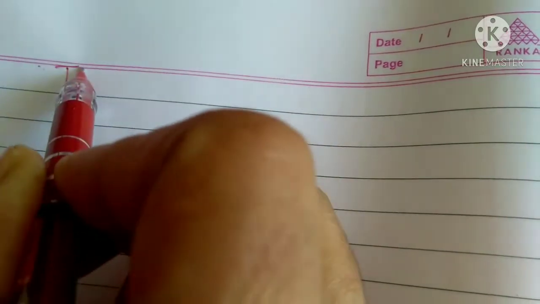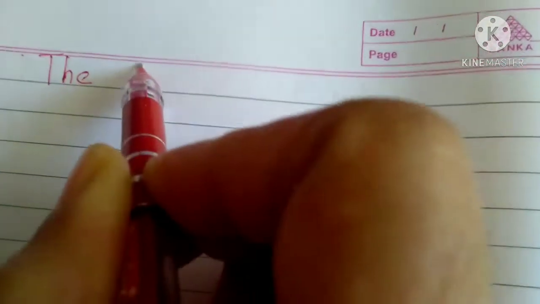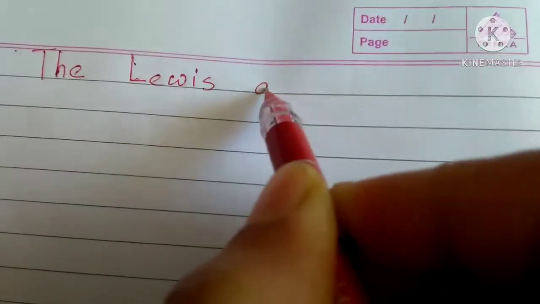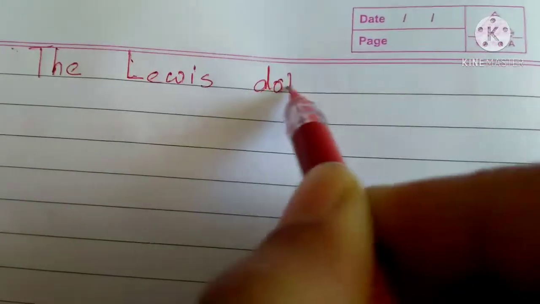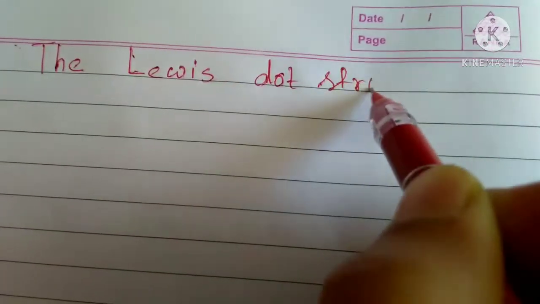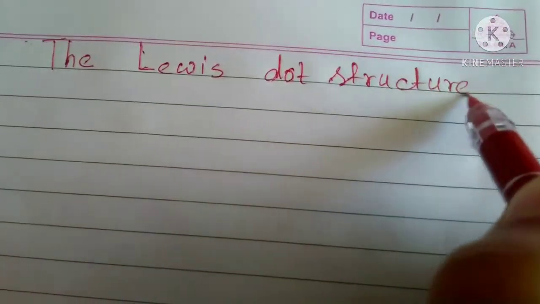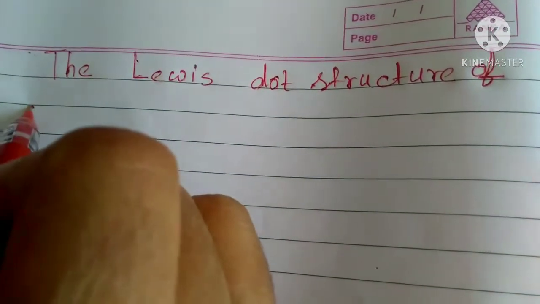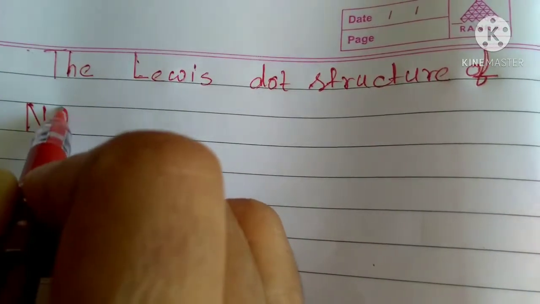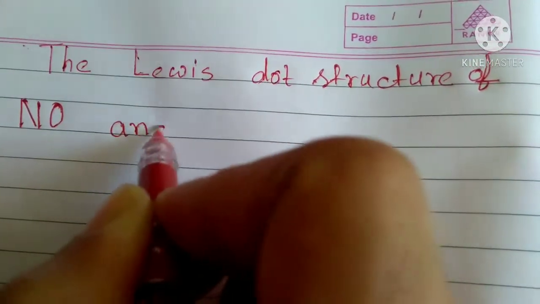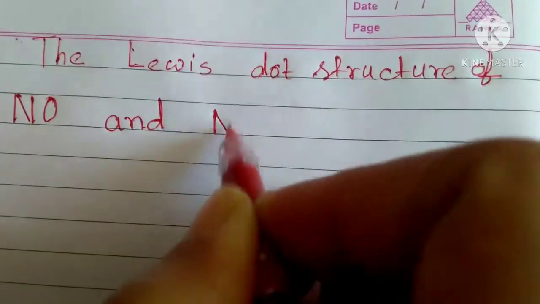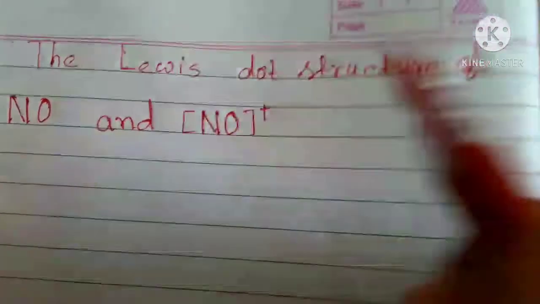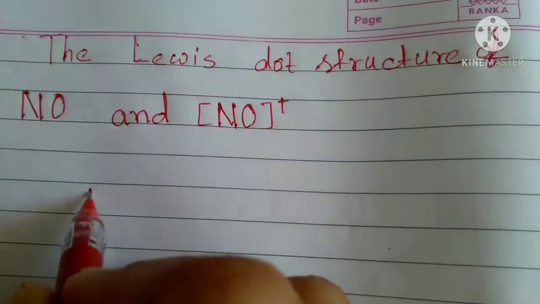The Lewis dot structure of NO and NO+. First, NO.